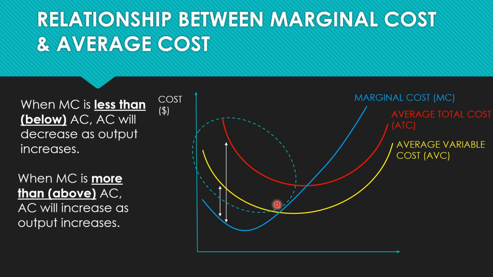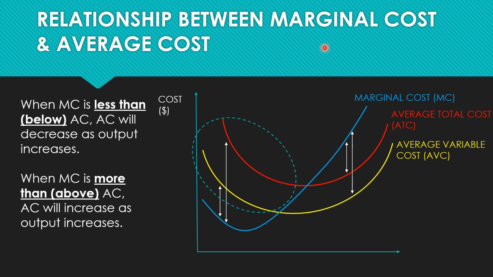Whereas when marginal cost is more than average cost, you can see that in the upper portion here, the blue marginal cost is higher than the red and the yellow. When this happens, the average cost will now increase, go up here. Likewise the yellow part is going up here. So this part of the video will enable us to explain why the average total cost and the average variable cost are U-shaped. It is U-shaped due to the law of diminishing marginal returns.